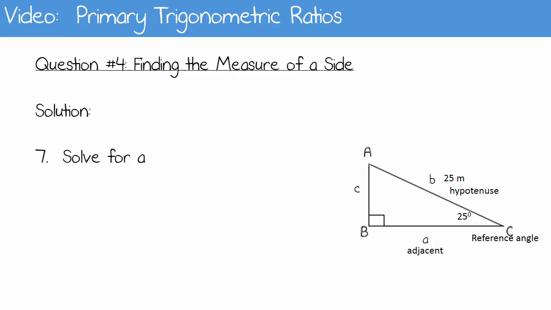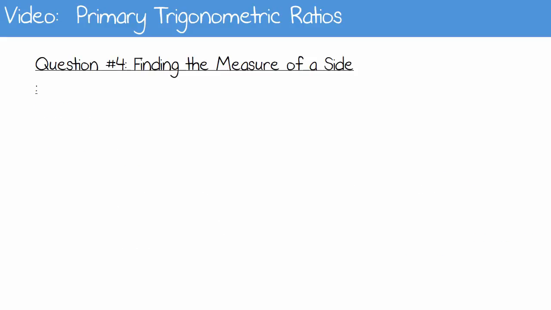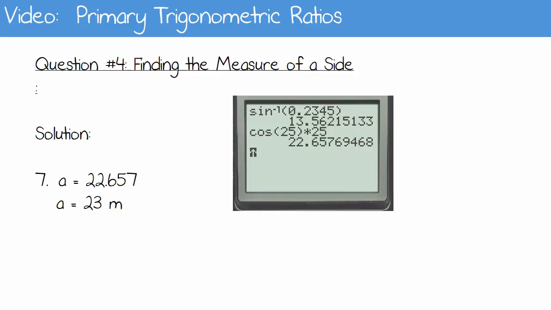Now solve for a by cross multiplying. The cos of 25 degrees is equal to a divided by 25, so a would be cos 25 times 25, which would give us a value of a of 22.65769468, which we can round off to 23 meters. You can click back to go back to the main menu, or you can move to question number 5.